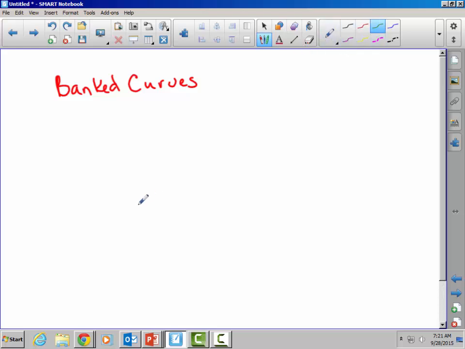So first of all, what is a banked curve? Typically when an object or a car goes around a curve, we're going to stick with cars because they're the things that are going to go on a banked curve. And this is like from the top. So when a car goes around in a circle, we've only been really talking about flat horizontal circles. So he's making the curve.